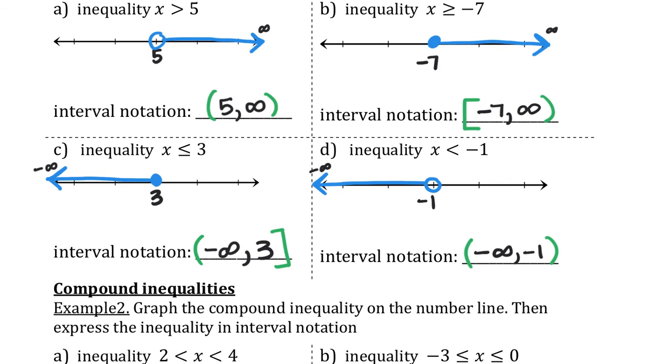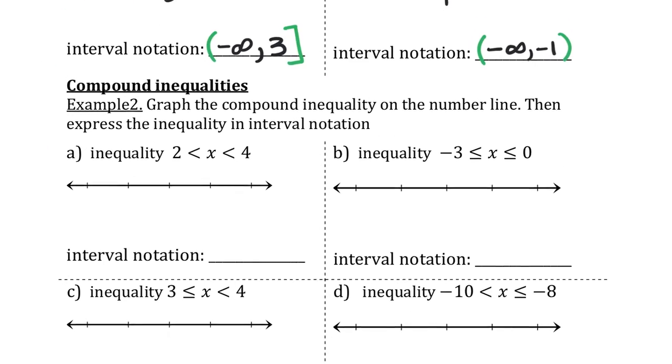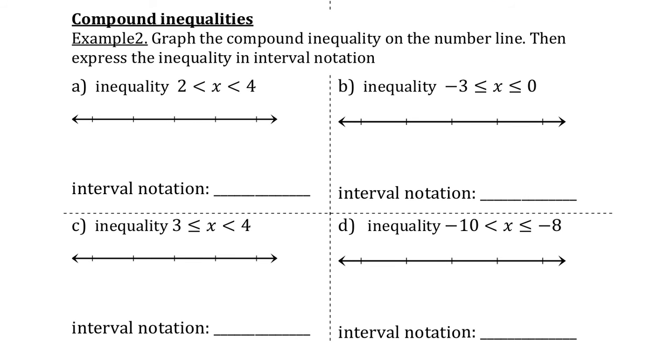Okay, for the next example, we're gonna do compound inequalities using interval notation. And I'm gonna sketch the graph. The graph is not my main focus, it's the interval notation. Compound inequalities just have two critical numbers. So this is saying 2 is less than x is less than 4. So 2 and 4 are my critical numbers. So I'm just gonna say maybe 2 is here, 3, then 4 is here.